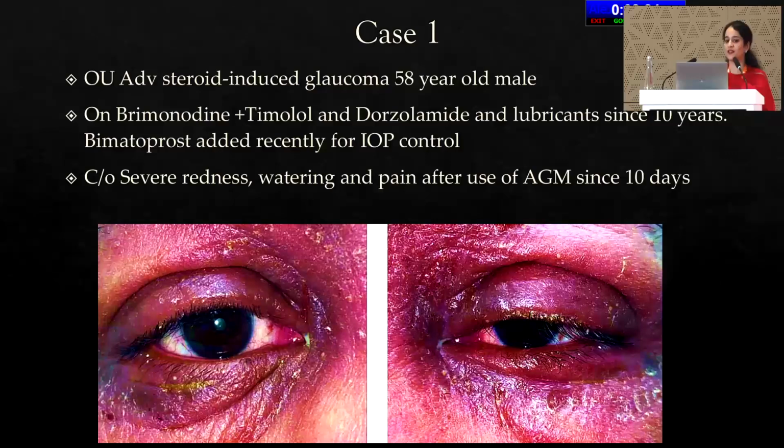So let's discuss a few cases. Now, this is a case of bilateral advanced steroid-induced glaucoma. He's a 58-year-old male on brimonidine, timolol and Dorzox with lubricants for 10 years. Recently, for IOP control, prostaglandins were added. And within 10 days, this patient comes with severe redness, watering, and pain.